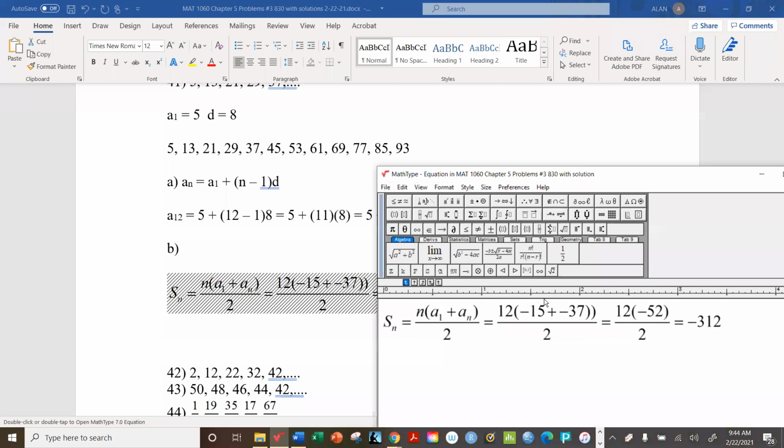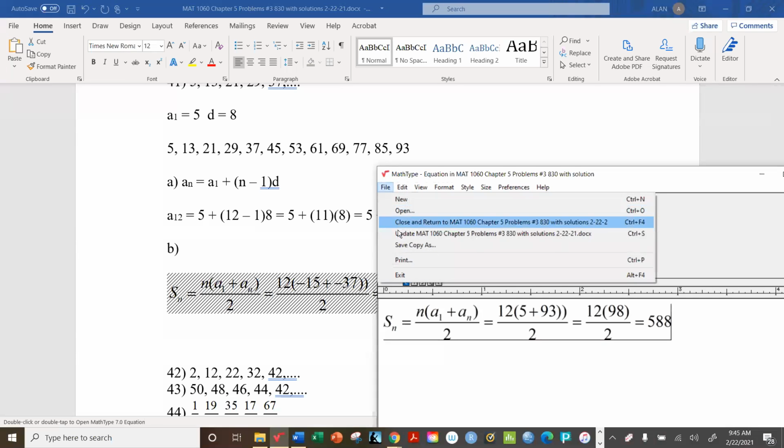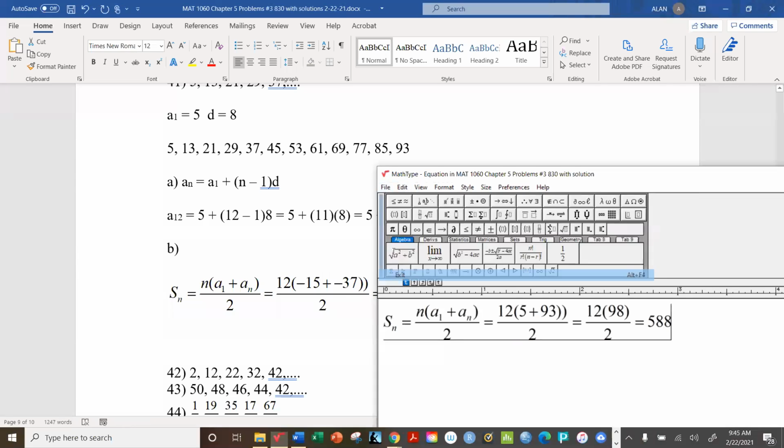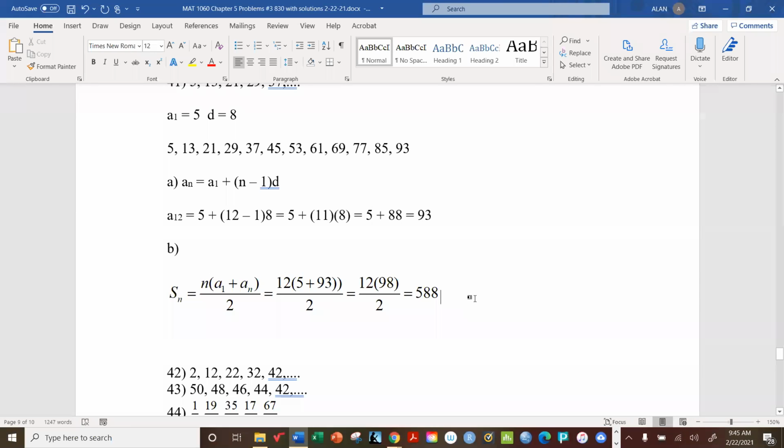All right, so here it's 12, but now the terms are 5. The first term is 5. The 12th term is 93. So you've got 12 times 98 over 2, which turns out to be 588. And that's it. Okay, so we only needed 2 things, the 12, because you already have the first 5. There's no point in doing that again. So instead, you're just doing the 12th term and the sum of the first 12.